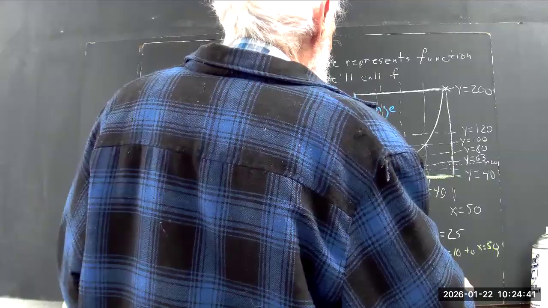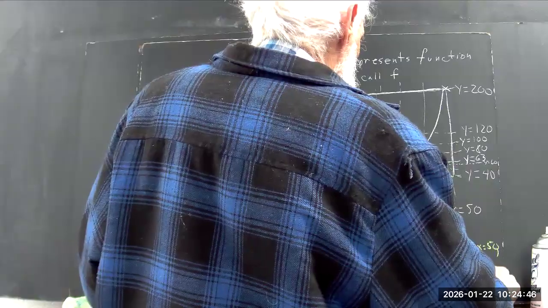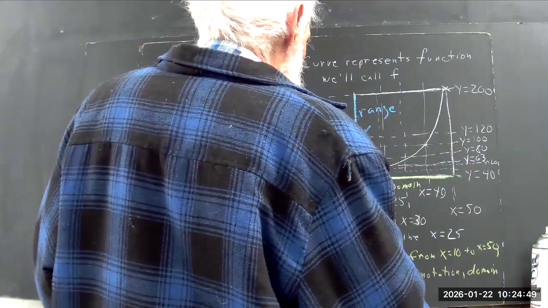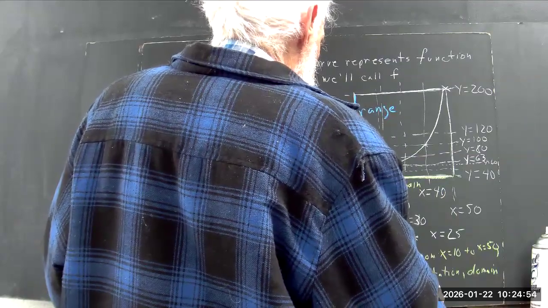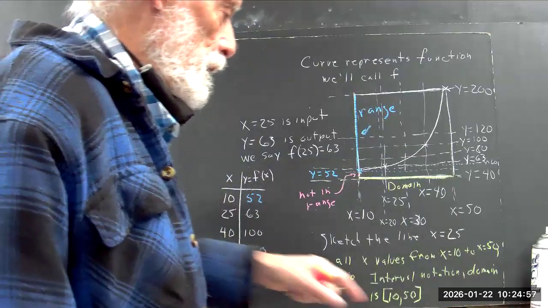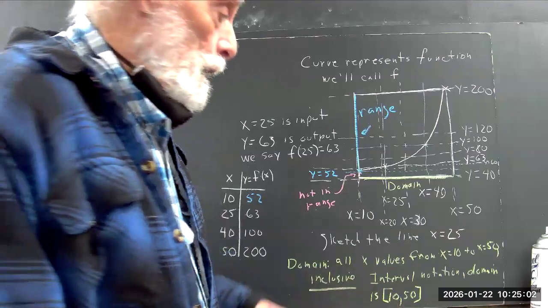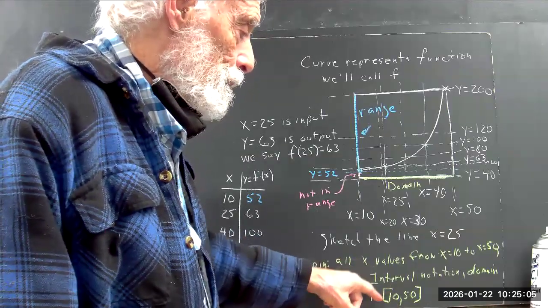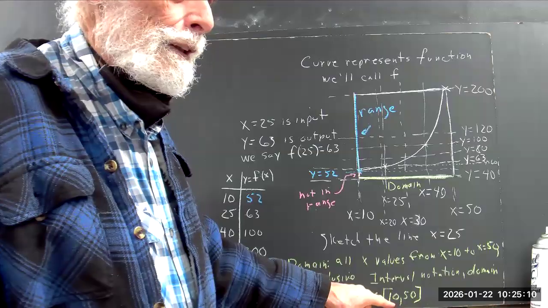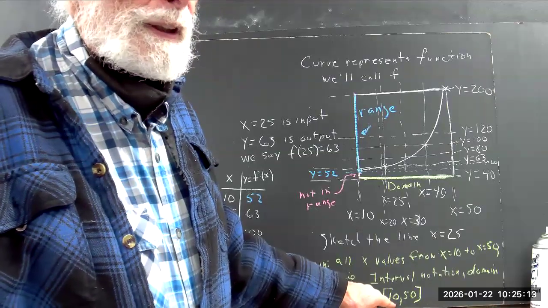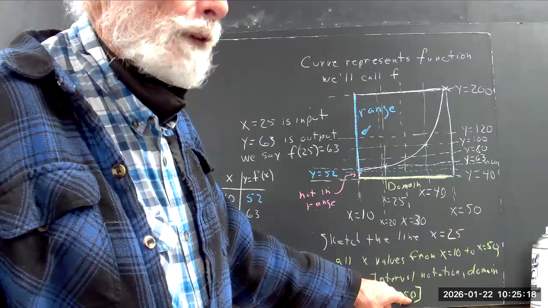In interval notation, the domain is the interval 10, 50. Starts at 10, ends at 50. And I use square brackets around the 10, 50. So the square bracket next to the 10 indicates that 10 is in the domain, and the square bracket on the other side indicates that 50 is in the domain.